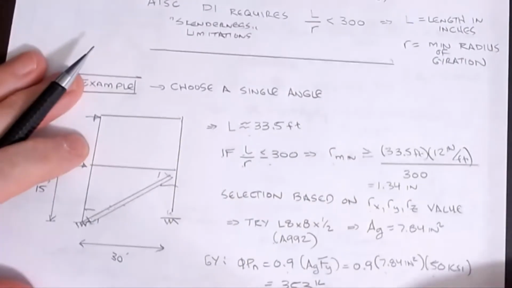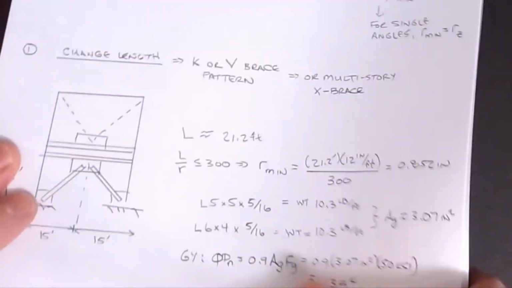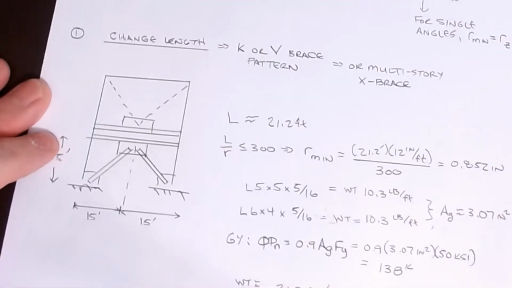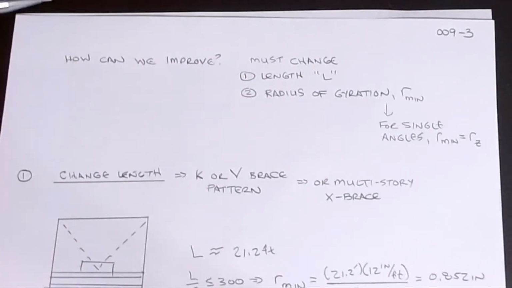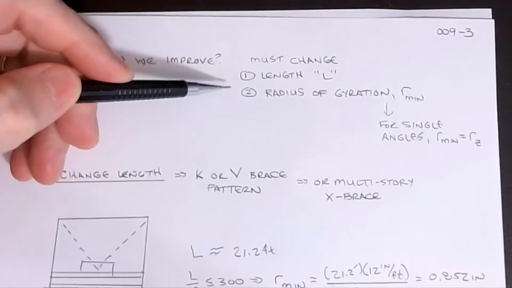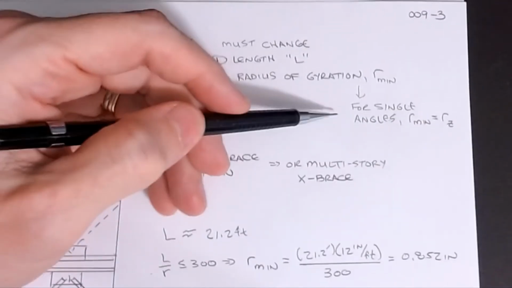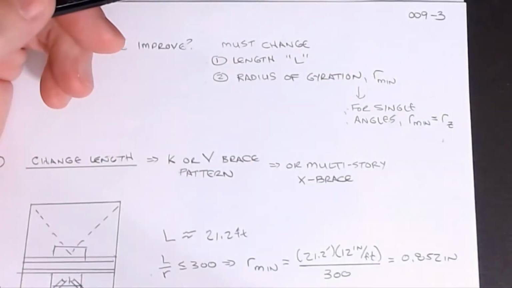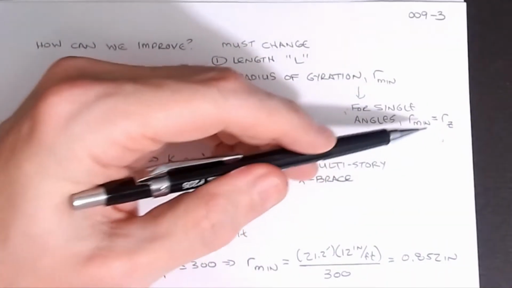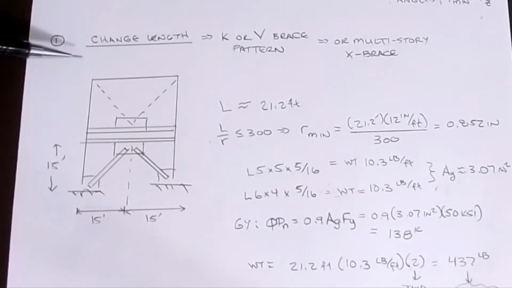All right, so let's take a look at what we can do to fix this problem. Since we're playing with L/R, our 2 options are that we must change either the length or get rid of that R minimum that's hurting us, particularly for single angles, doing away with Rz. Basically, eliminating this and finding some way to use a symmetric section. The first one we'll look at is just changing the length.